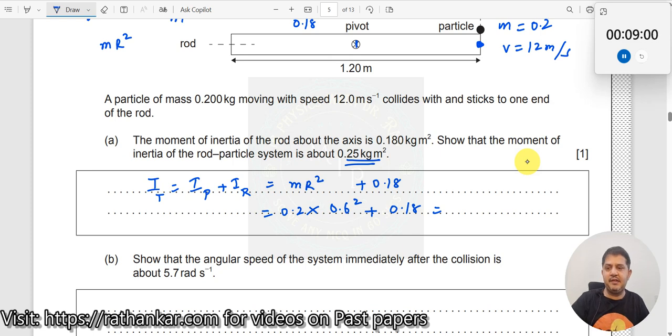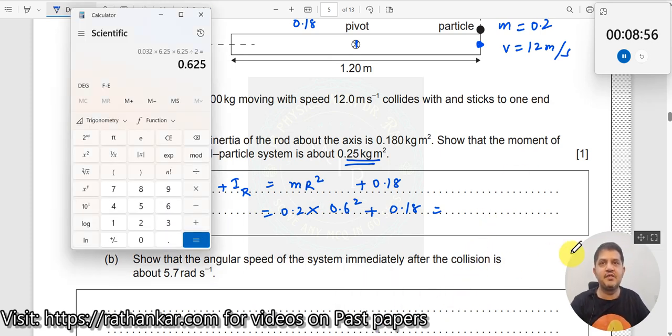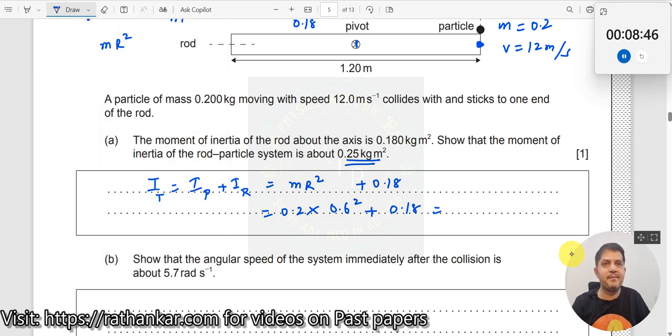When I do this, what is the answer I get? Let me take up my calculator. So this should be 0.2 times 0.36 is equal to so much, plus 0.18 is equal to 0.252 kg meter square. The answer required is 0.25. We have got the answer. So quite easier. All the questions in this are quite easier.